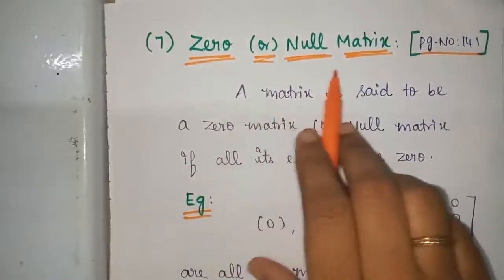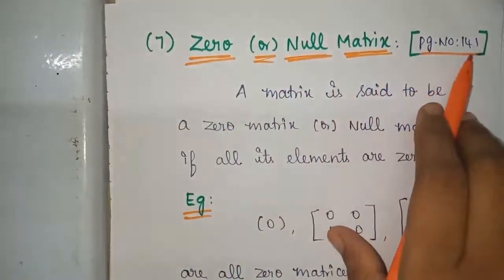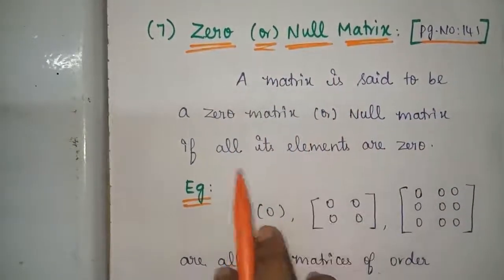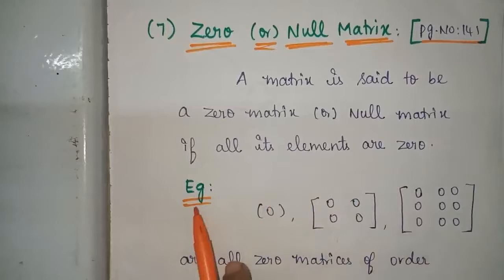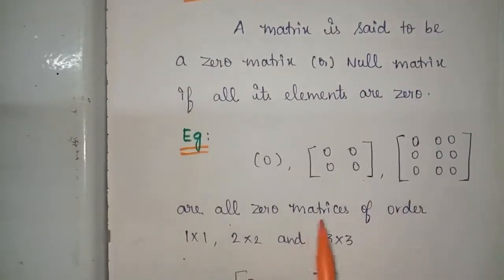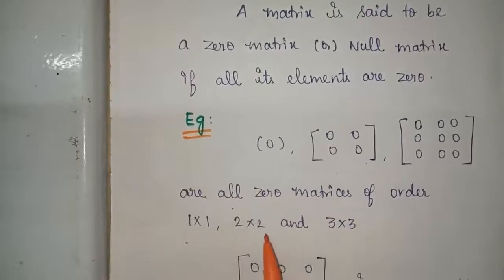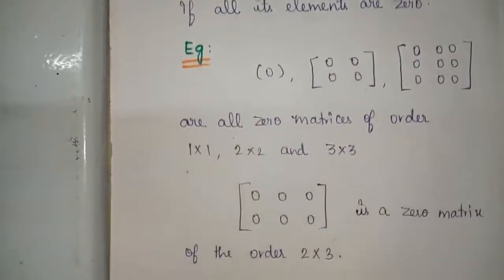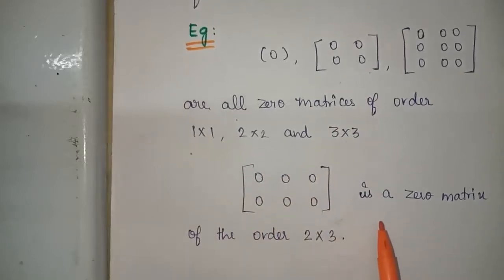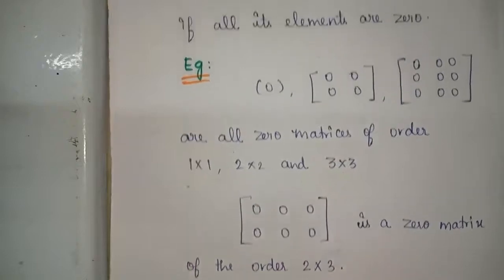Seventh one, zero or null matrix, page number 141. A matrix is said to be a zero matrix or null matrix if all its elements are zero. For example, 0 0 0 0, this is a 2 cross 2 matrix, and a 3 cross 3 matrix with all elements 0. Or all-zero matrices of order 1 cross 1, 2 cross 2 and 3 cross 3. So 0 0 0 0 0 0, this is a matrix of order 2 cross 3. It is also a zero matrix.